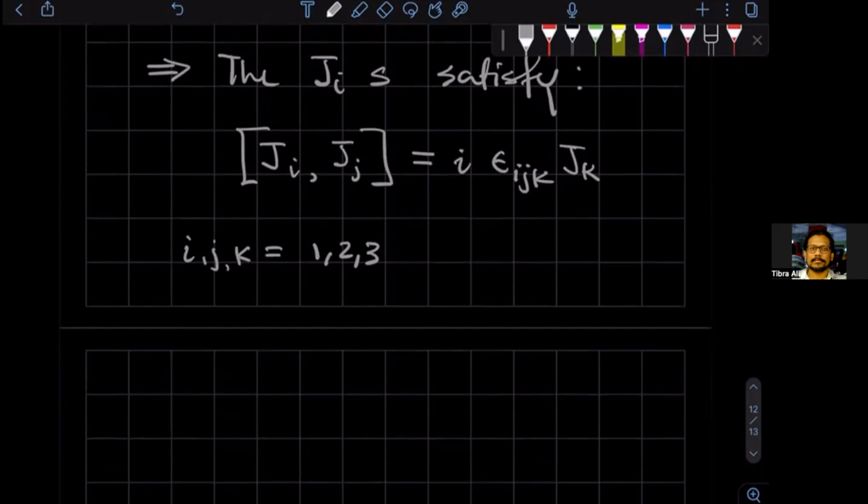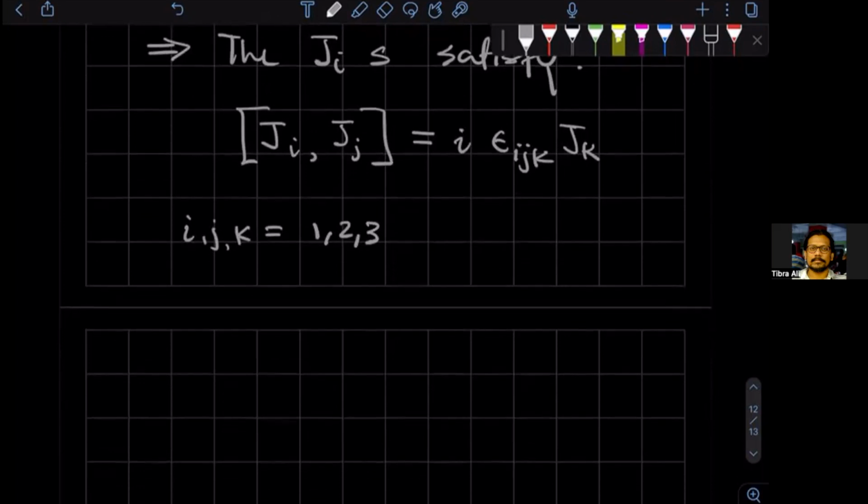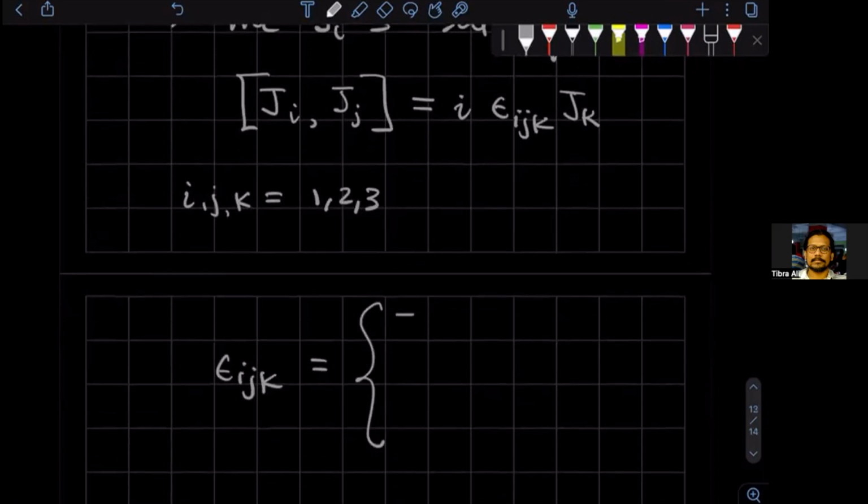Okay, and what is epsilon ijk? This is a symbol which has the following property. It's called the Levi-Civita symbol. It's also sometimes called a tensor, although it's actually not a tensor. It is what is known as a tensor density.